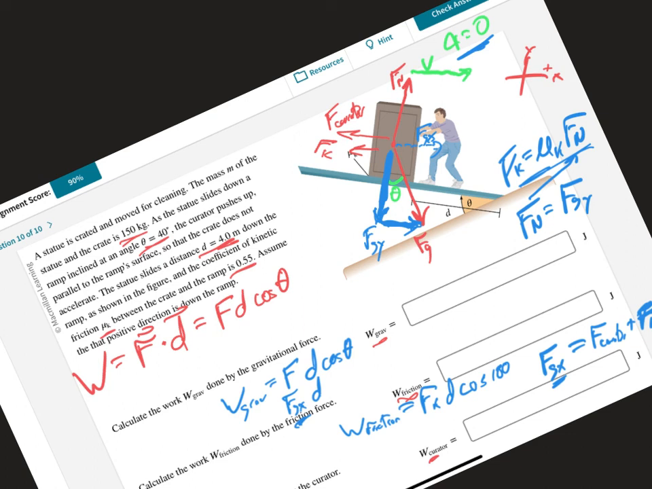Once we have that, we can find the work done by the curator equals F of the curator times the distance moved times the cosine of the angle between them. My pencil's not really working very well on the corner of this page. And in this case, it's going to be 180 degrees. All right, that's how you set up that problem.